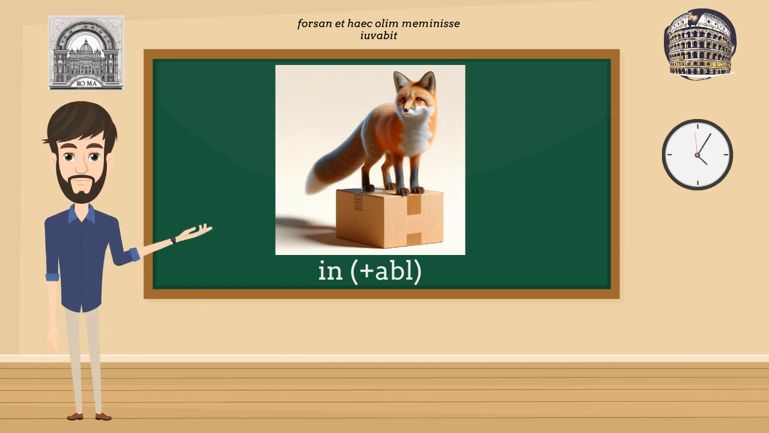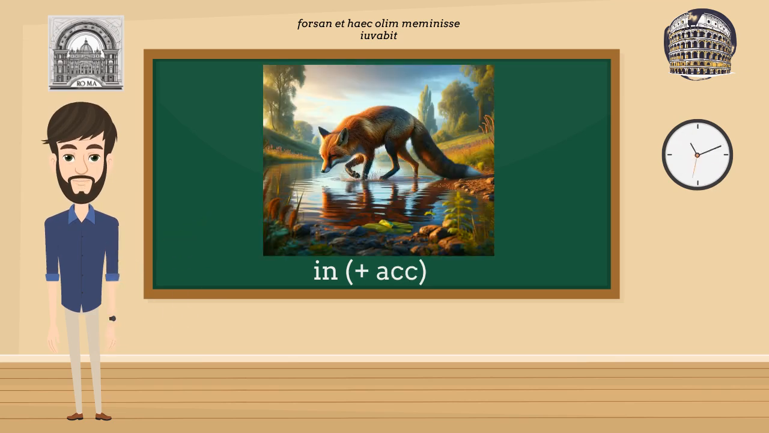In, in or on, like the fox on the box. In can also be followed by accusative objects. Like this fox, we mean motion into or onto.